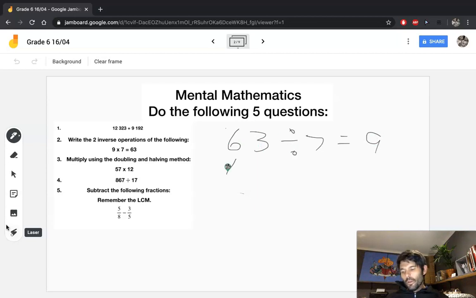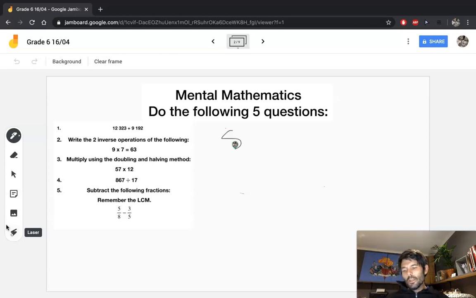And 63 divided by 9 is equal to 7. So we've spoken about this before, about the importance of you knowing your multiplication tables, and it's also really important and beneficial for you to know the inverse operations of those. Just going to make your life a lot easier, and it's going to make you feel a lot more comfortable dealing with those calculations.